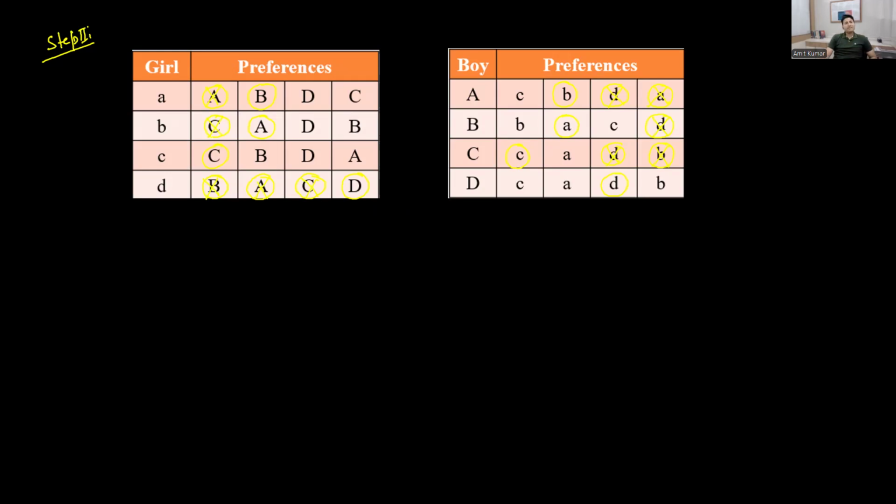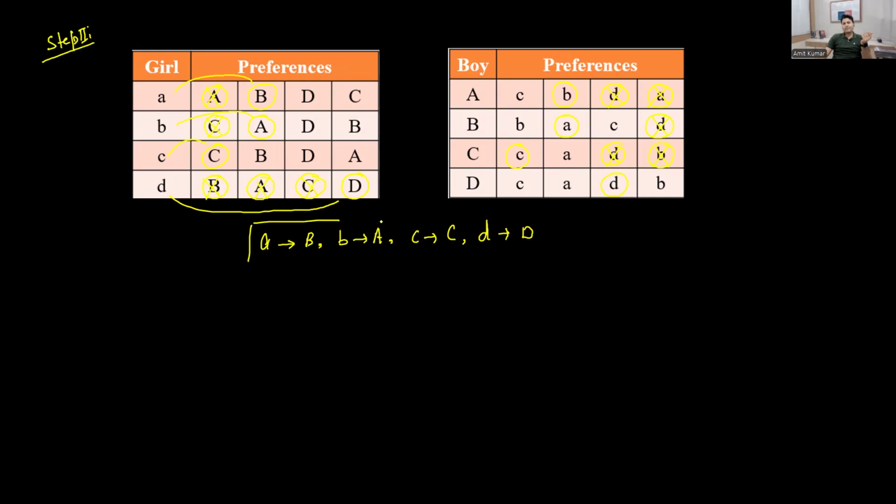Okay, now let us check once again. We can say A settled with B, B settled with A, C is settled with C, and D is settled with D. So all the individuals of the proposing group are settled. So we'll stop the procedure and see what matching we get. A is settled with B, B is settled with A, C is settled with C, and D is settled with D. This is round two, or we can say step number two for checking optimality.